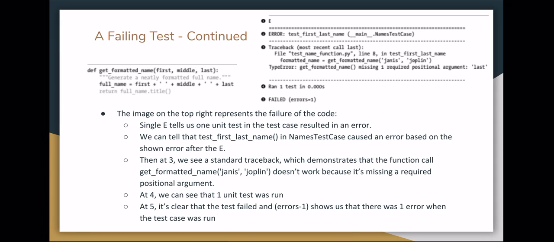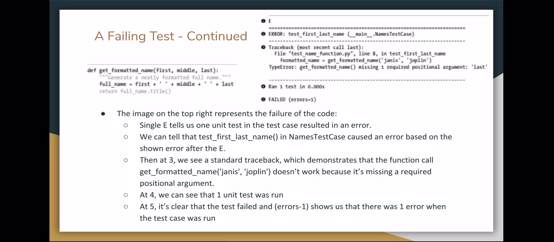The image on the top right represents the failure of the code. So number one, the single E that's shown on top tells us that one unit test in the test case resulted in an error. The second part of the error, we can tell that test_first_last_name in the NamesTestCase caused an error based on the shown error after the E. Then at number 3, we can see a standard traceback, which demonstrates that the function call doesn't work because it's missing a required positional argument. In this case, it's missing a middle name.